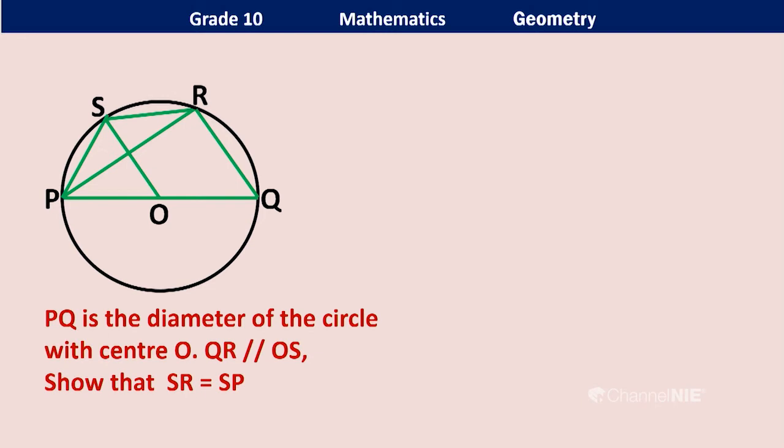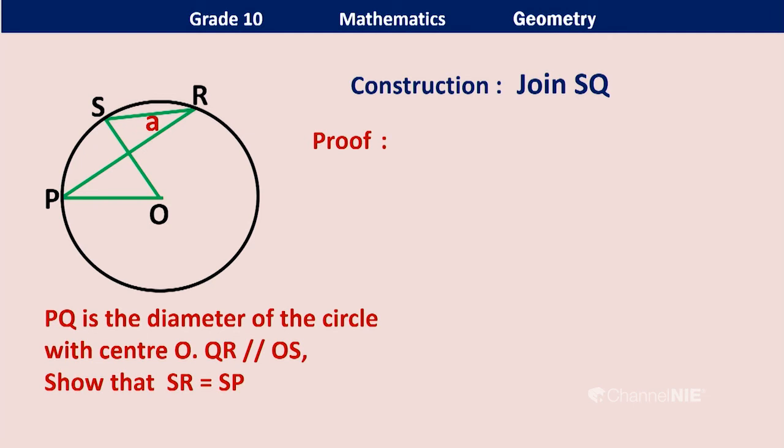Now, we know what they are asking us to show. So, we will move on to the proof. Before that, I am going to go for a construction, that is I am going to join S and Q. Then we will move on to the proof. Once again I have taken a part of the figure to make it simpler. Here I have taken the angle SRP as A.